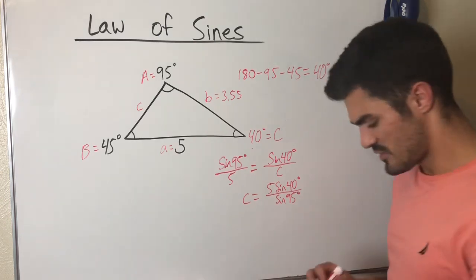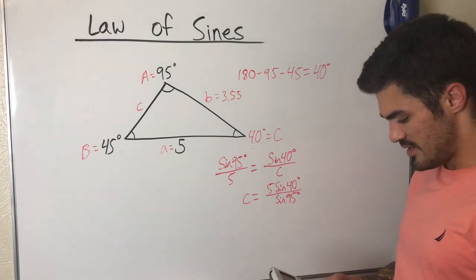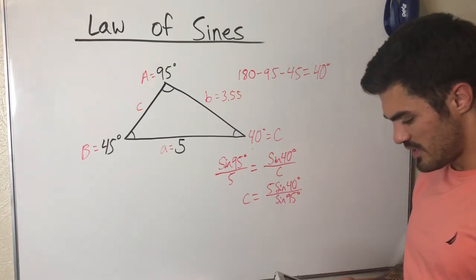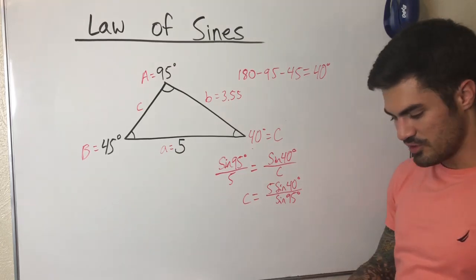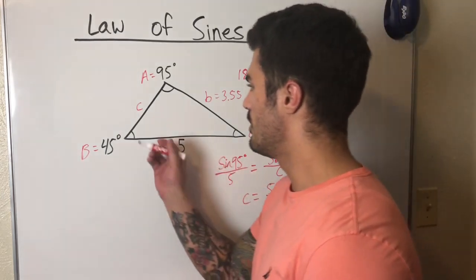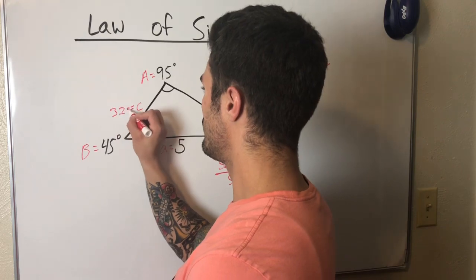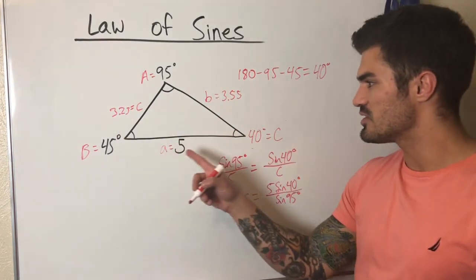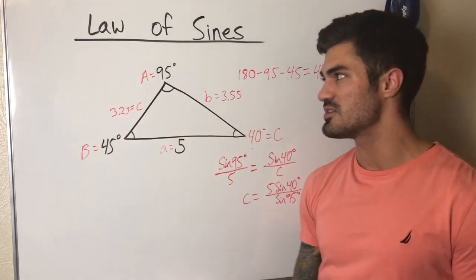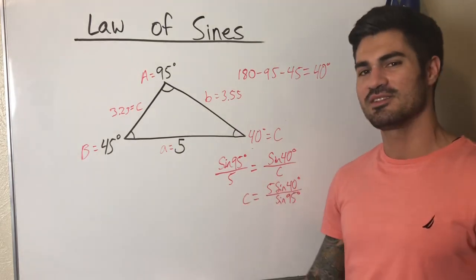All right, so if I punch this in a calculator, what do I get? Let's find out. 5 times sine 40 divided by sine 95. That gives me 3.23, and I am rounding to 2 decimal places, so 3.23, which is to be expected, right? Because we expected it to be slightly less than B, because we have 45 degrees here and 40 degrees here, so just a little bit less than B is what we expected. So we have now solved this triangle. We have all 3 angles and all 3 side lengths.